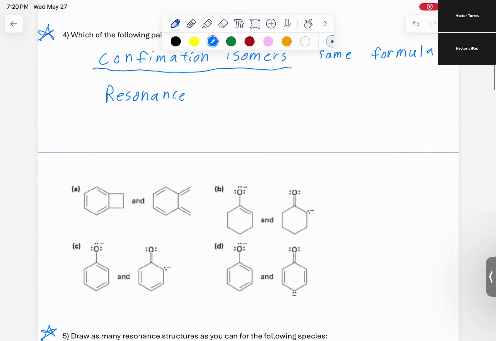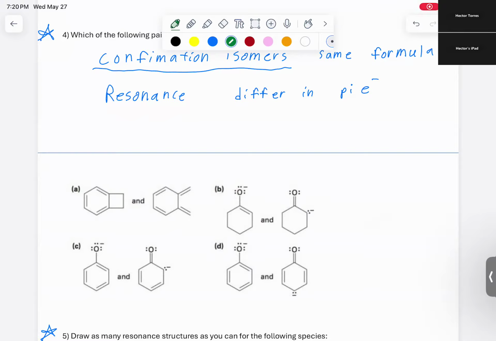Okay, because resonance structures have the exact same atoms and in the same order, same connectivity. The only difference is they differ in movement of electrons, and specifically pi electrons. Okay, the pi electrons are the ones that can move around. Thus, that's what resonance is. Conformational isomers are going to be, they have same formula, but different structure.